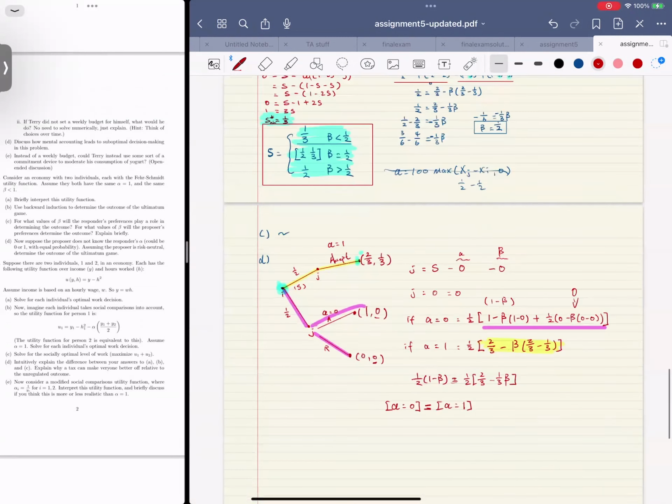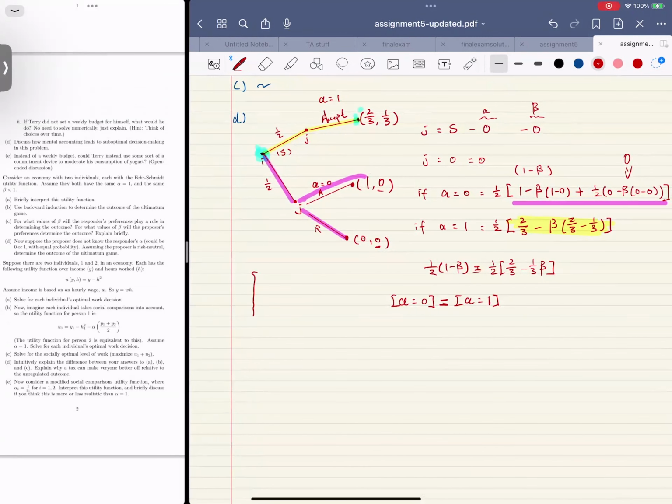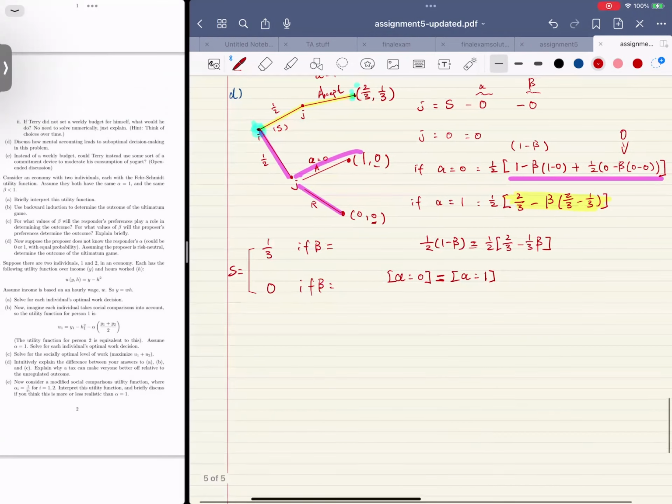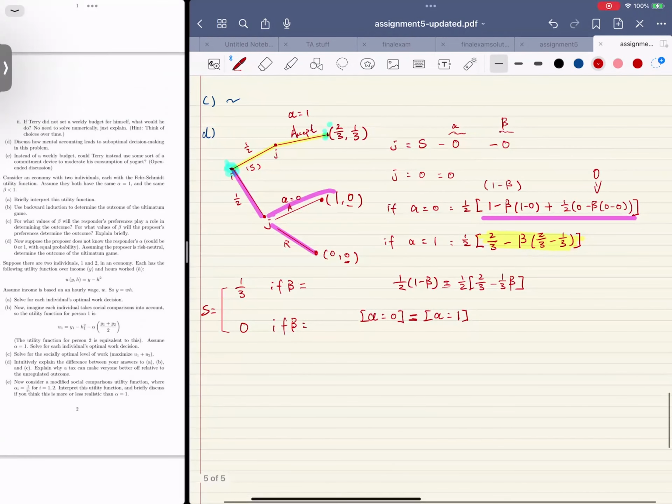It's the same thing. We're trying to find the beta in this case. When we can find the beta, we will know that S equals 1, or not 1, it's 1/3, if beta equals some number or greater, and then S equals 0 if beta equals some number. That will be the outcome. We're trying to find the equality to find the beta. We already know the outcome.